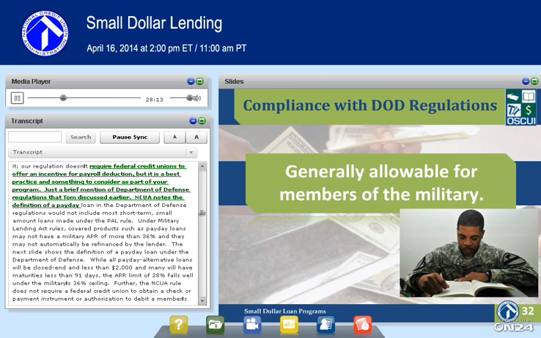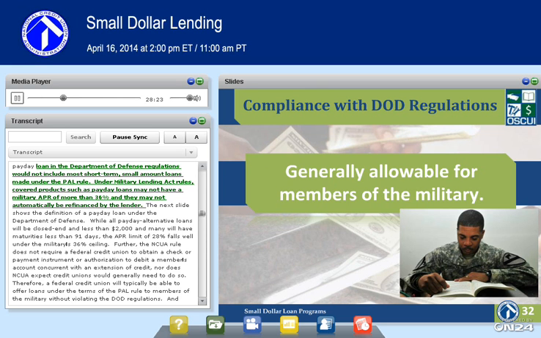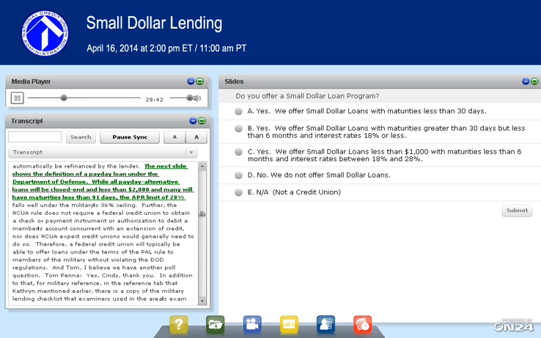Just a brief mention of Department of Defense regulations that Tom discussed earlier. NCUA notes the definition of a payday loan in the Department of Defense regulations would not include most short-term small amount loans made under the PAL rule. Under Military Lending Act rules, covered products such as payday loans may not have a military APR of more than 36%, and they may not automatically be refinanced by the lender. The next slide shows the definition of a payday loan under the Department of Defense.